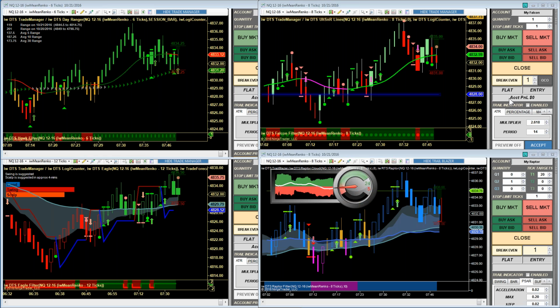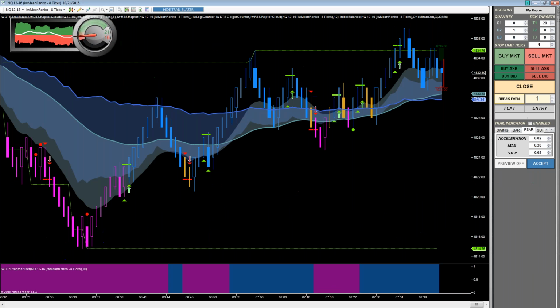Yeah, see, now we're getting a little toppy again, it seems. It's probably clearest here on the Raptor, where we're starting to make this a lower swing high. We're flirting with the lows.